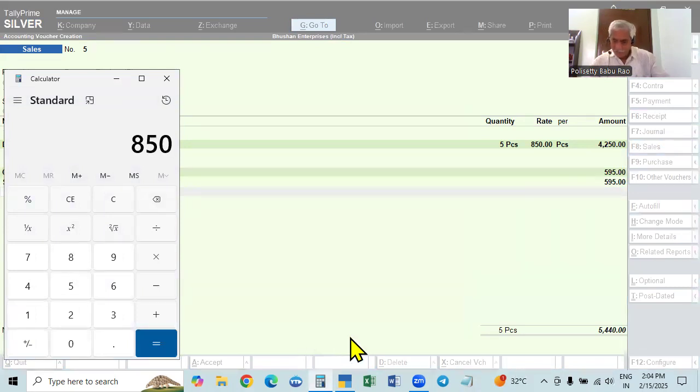So 850 plus 18%, it is 1,000. Sorry, this is 28%, I think. 850 plus 28%, the tax is 238. Total 1,088 is the price, and that is the total price, or total invoice value of each item. Into 5 items, totally 5,440.